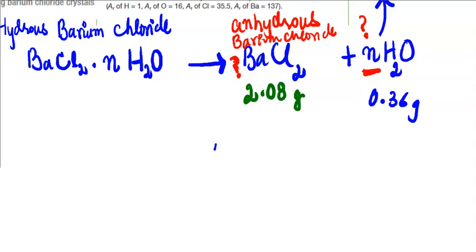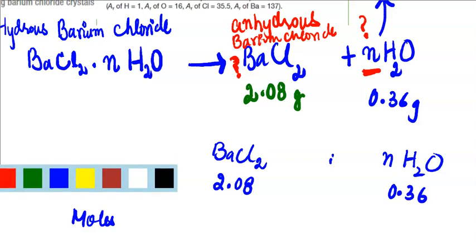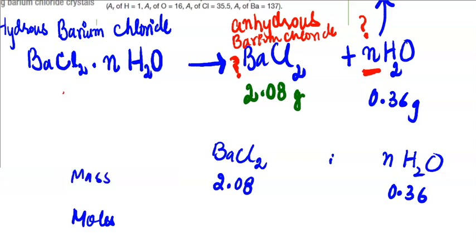Now you will continue your question. You write here barium chloride, you write here water molecule, and first of all you write the mass, that is 2.08 for this and 0.36 for this. Now you need to find their moles, and you know the way to find the number of moles. You just need to draw your triangle, and in this triangle you know what you are going to write. For example, here you write mass, N and molar mass.